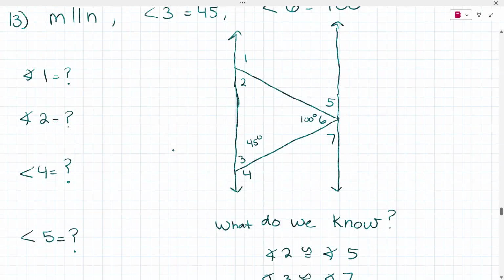Okay, so we'll just have to use what we know. I think I could find out what angle 2 is immediately. How can I figure out angle 2? Well, if you add up 45 and angle 3 and angle 6, they all add up to 180, right? So you could say 45 plus 100 plus angle 2 adds up to 180. So that would be 145 plus angle 2 is 180. Subtract 145.